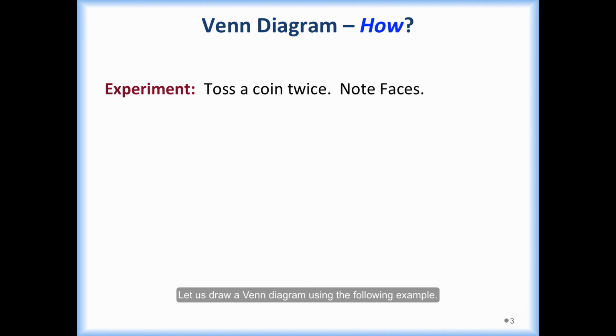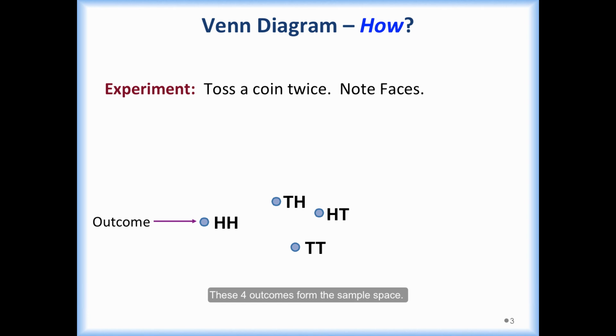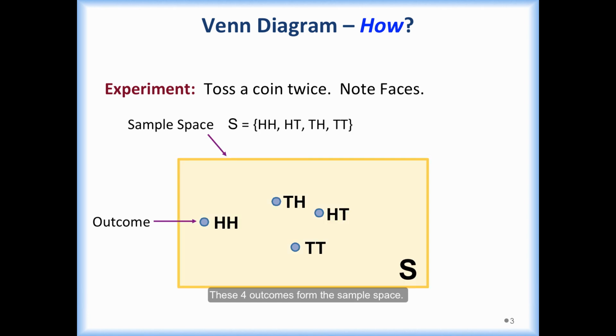Let us draw a Venn diagram using the following example. In the experiment of tossing a coin twice, there are 4 possible outcomes. We may get 2 heads in a row, or get 2 tails in a row, or get 1 head, then 1 tail, or get 1 tail, then 1 head. These 4 outcomes form the sample space. We usually use a square to represent the sample space.